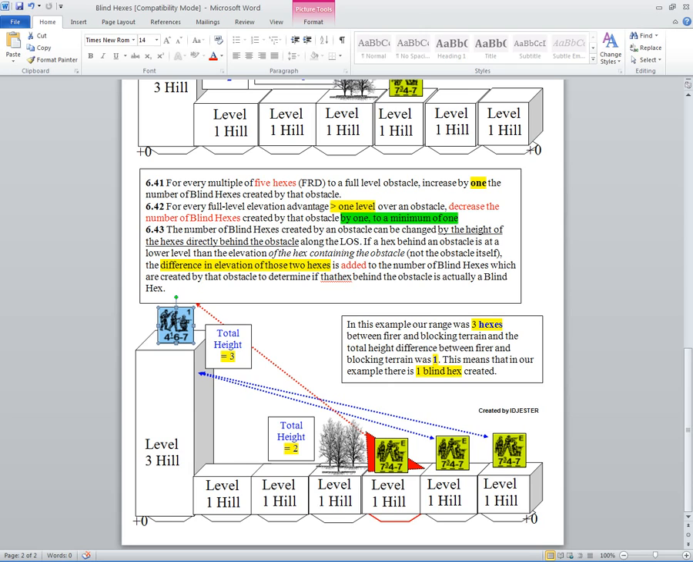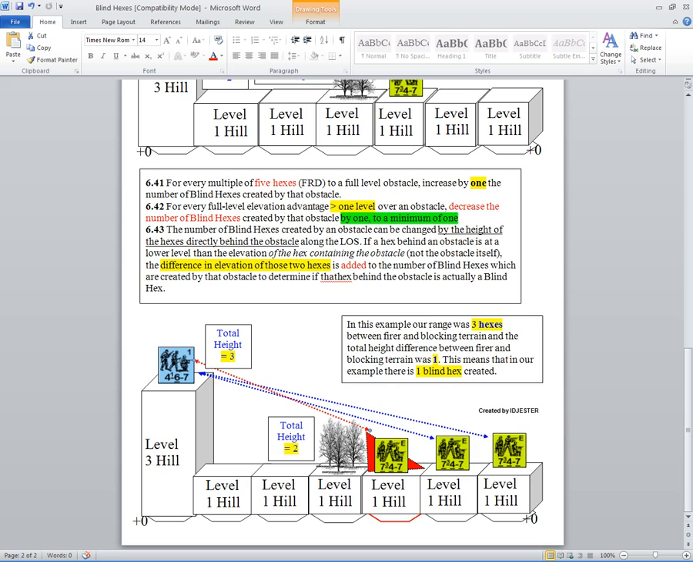And of course, the opposite of that is if you're farther away, your line of sight has got to go out, it's going to stretch longer, and it's going to create more blind hexes. So that's 6.41 and 6.42. One other thing of note, let me put this back where it should have been, so you can see this next example here.